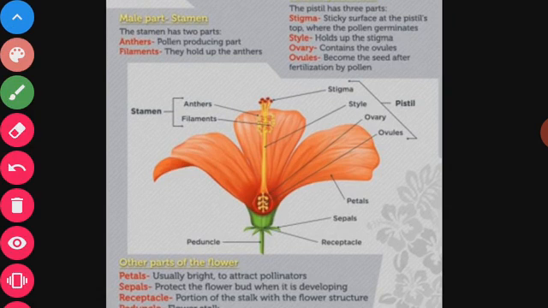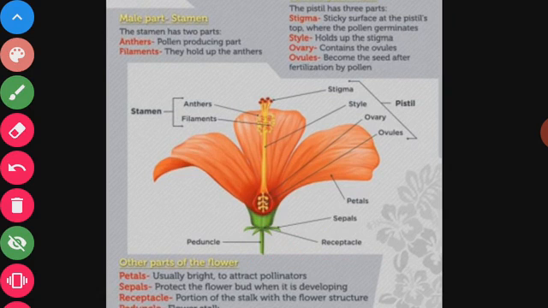Receptacle. The base of the flower to which all the parts of the flower are attached is called the receptacle. As you can see in the picture, it is the base of the flower to which all the parts of a flower are attached. This is called the receptacle.